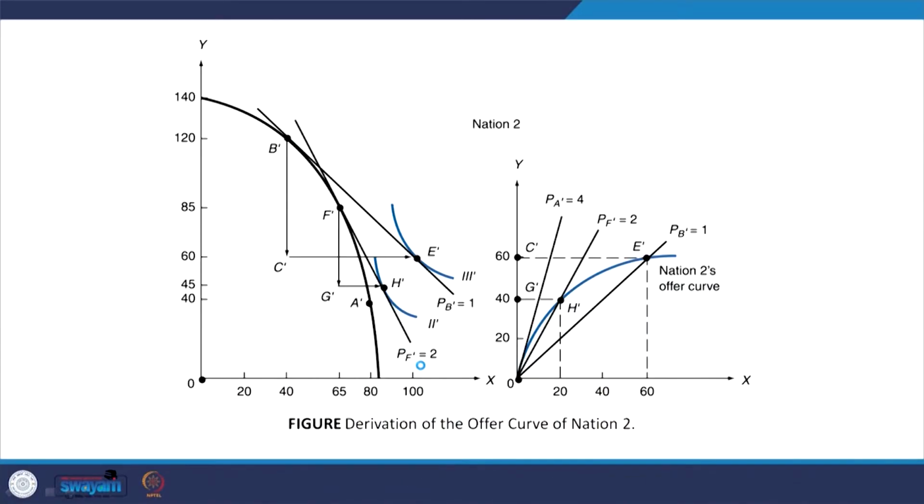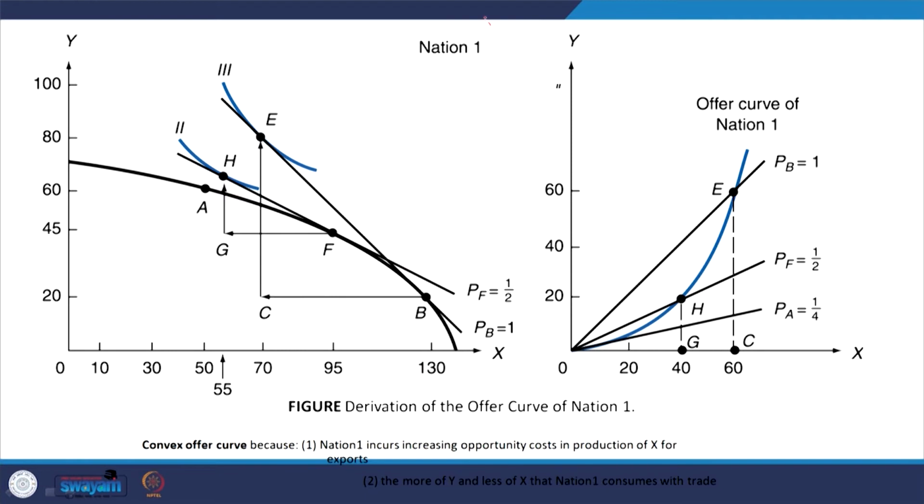So, let us explore nation 1 and nation 2. Here it is nation 1 and its offer curve is discussed. Now, how is the offer curve derived? If you go back and check our week 2 lectures, where we discussed with one example, we said commodity X in country 1 has specialization and they produce the product relatively cheaper.